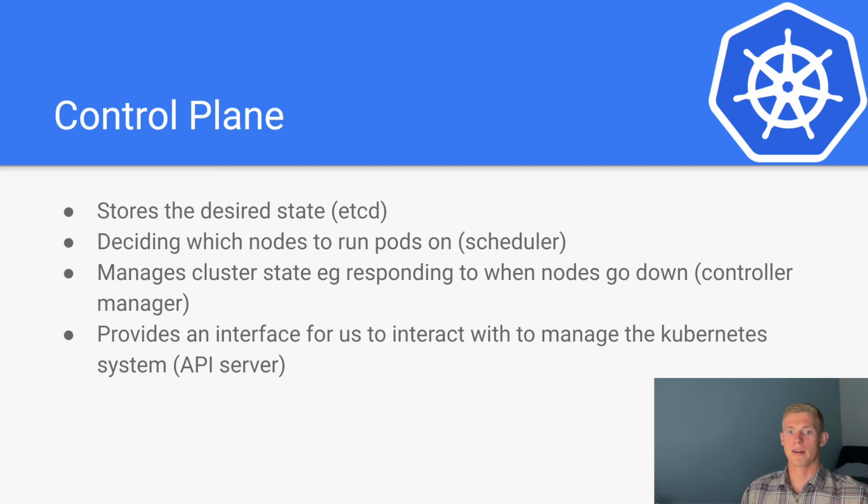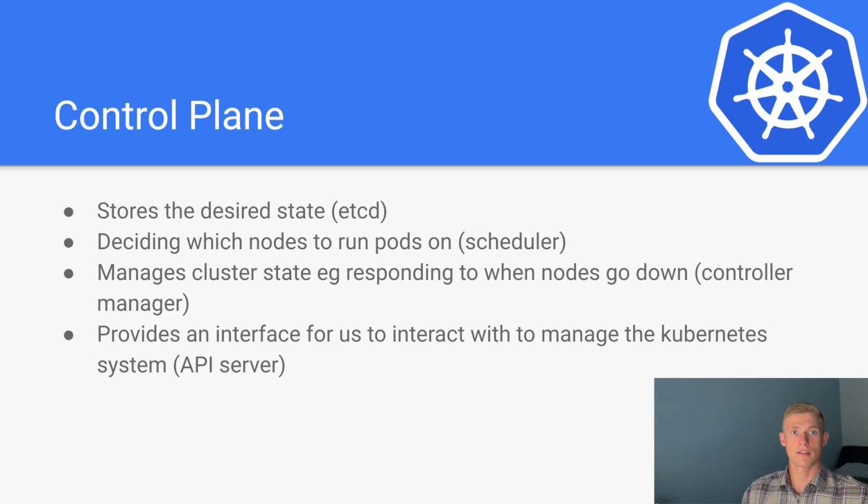So the controller manager is actually a bundle of different controllers. One of those controllers is the node controller. So the example that I gave, if a node goes down, the controller manager will detect that and it will add a new node to the cluster.